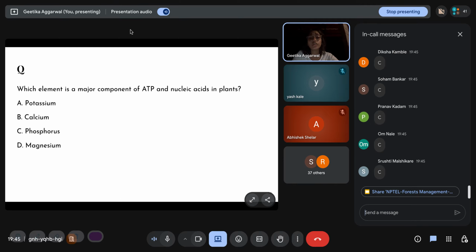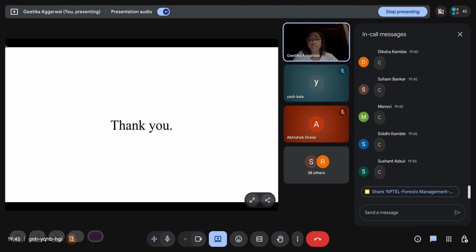Which element is a major component of ATP and nucleic acids in plants? We just discussed this. Potassium, calcium, phosphorus, or magnesium. Which of these is a major component of ATP and nucleic acids? Correct. So this was the last question, I think. And the correct answer is phosphorus.